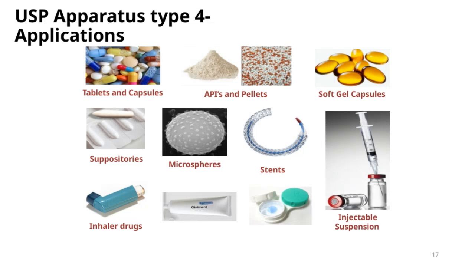Now, moving on to slide 17, let's talk about the applications of USP apparatus type 4. You can see it's quite versatile and is used for testing a wide range of dosage forms. For example, injectable suspensions are common, and this apparatus helps ensure their quality. Inhaler drugs, which are critical for respiratory conditions, are also tested using this method to verify their release profiles.